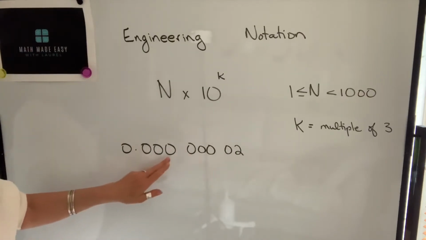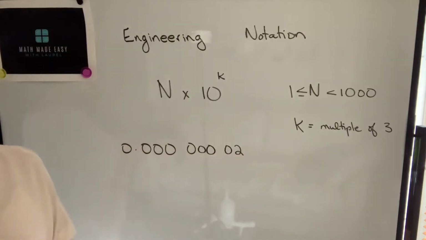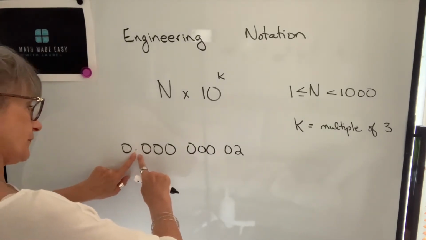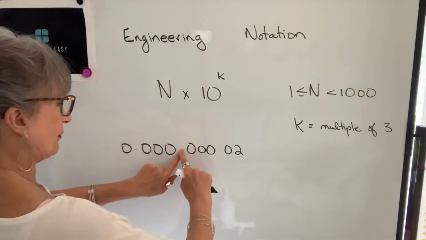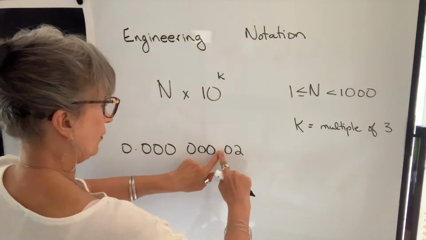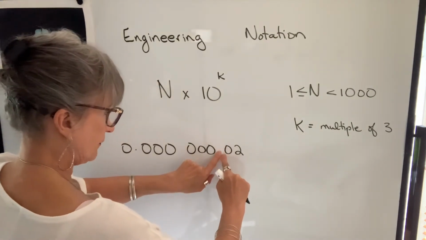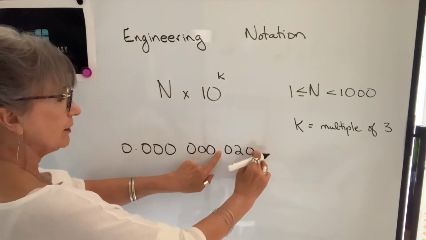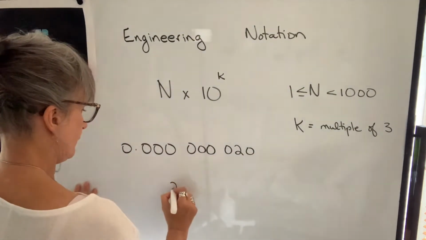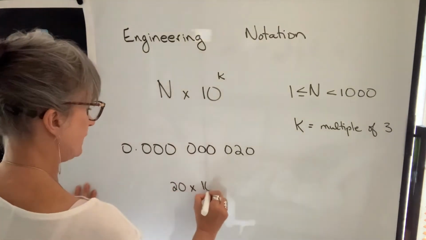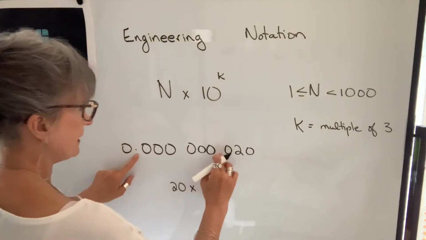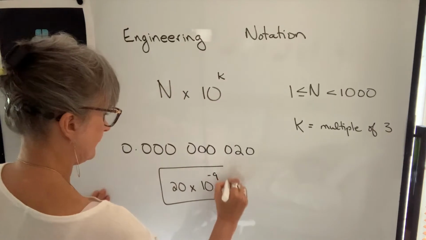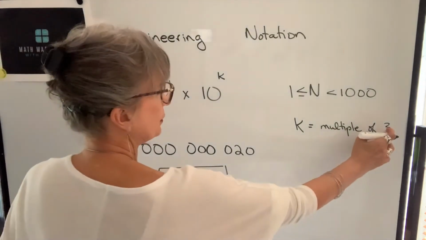Let's take a number 0.0000002 and change that to engineering notation. So again, we're going to move our decimal point in groups of 3 digits until we get a number between 1 and 1,000. Now, it's not between 1 and 1,000, but if I go 3 more digits, so I need a 0 here. If I go 3 more digits, I now have 20, which is between 1 and 1,000. So I can write this as 20 times 10 to the 3, 6, 9, and because I'm going to the right, it will be -9. -9 is a multiple of 3.